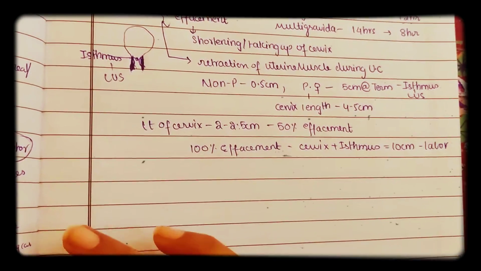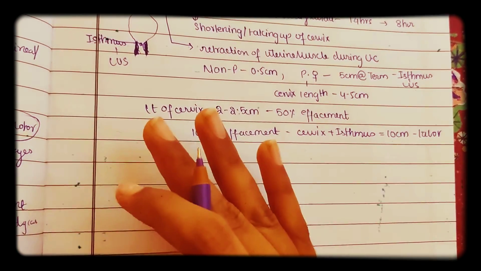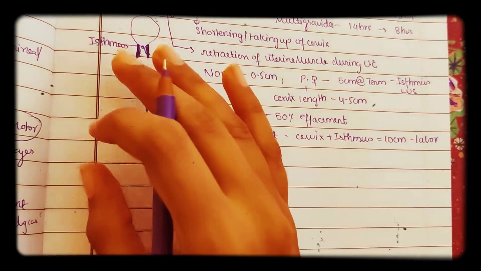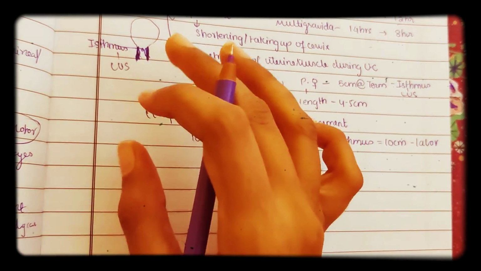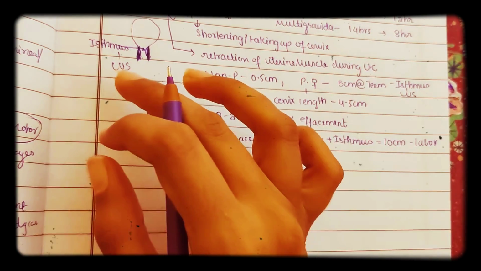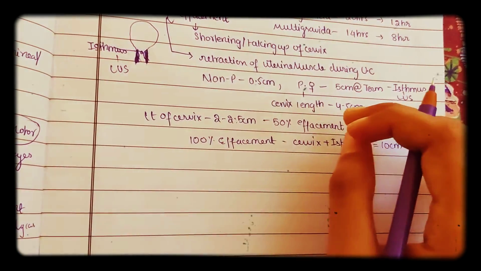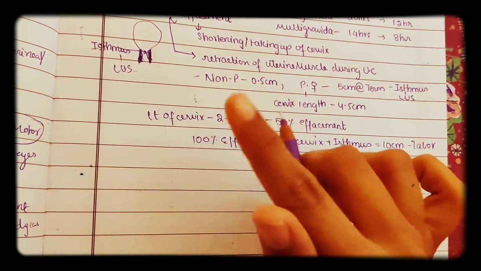So this is a very important point which you need to understand here. I am saying that the cervix and isthmus are getting indulged in each other, and that process is called effacement. In the starting there will be 50% effacement, that the length of the cervix will drop to 2 to 2.5. Actually, the normal length of the cervix is between 4 to 5 centimeters. Okay, that is the first process.